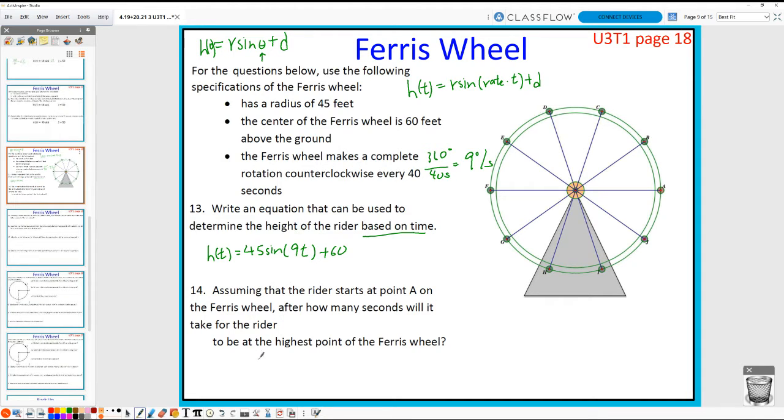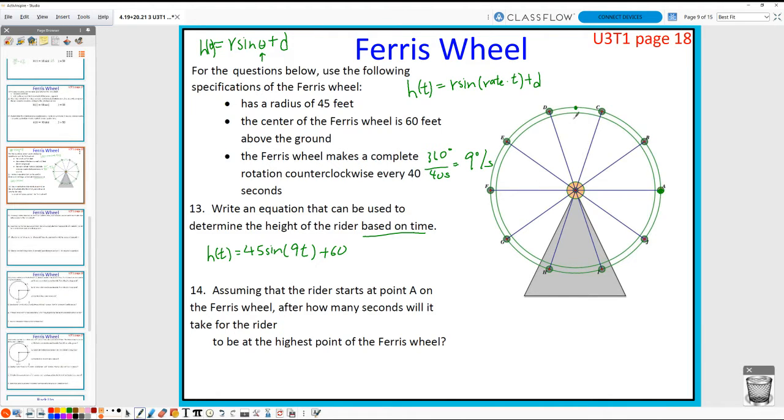Now, this is sort of a new way of thinking about it. There's a couple ways to do this. Assuming that the rider starts at point A, which is what we've been doing this whole time, after how many seconds will it take for the rider to be at the highest point? The highest point is over here.